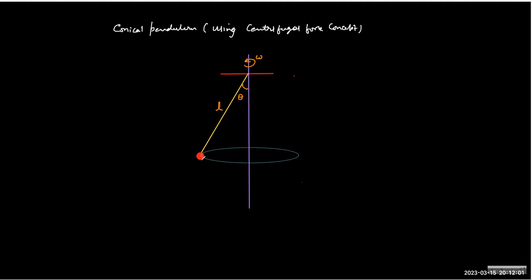So in the ground frame, what you draw is simply mg and T. Ground frame FBD. I hope this is clear to you guys. We have done this before. So what I'll do is draw them in parallel, so you can see both side by side to get a better idea.